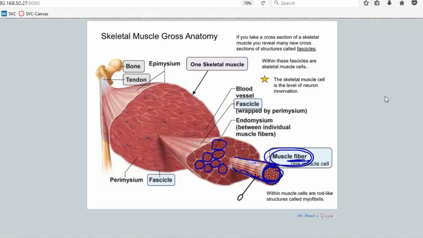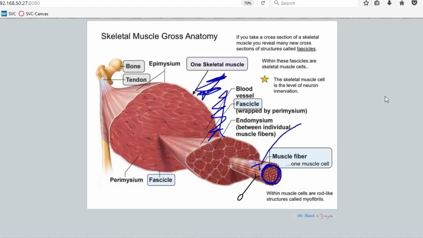And one of the reasons that's important, why I want you to know that, is because when motor neurons come down and act on skeletal muscles, cause them to contract, the level that they're innervating is the individual skeletal muscle cells. They don't come down and cause the whole muscle to contract. They don't come down and cause the whole fascicle to contract. That doesn't happen. What happens is these motor neurons come down and they cause the individual muscle cells to contract. And what that does is it allows us to have much greater control over muscle contraction.